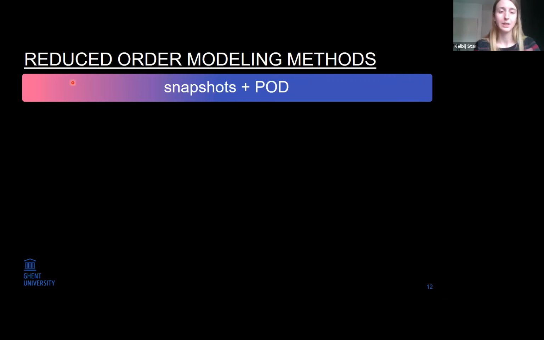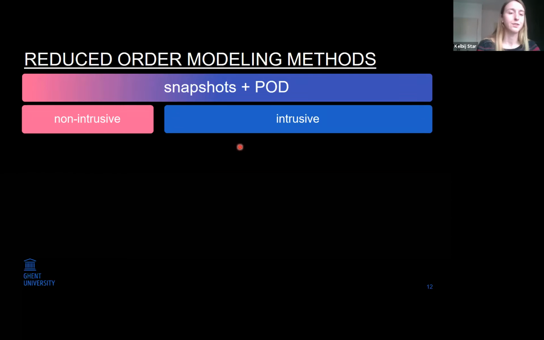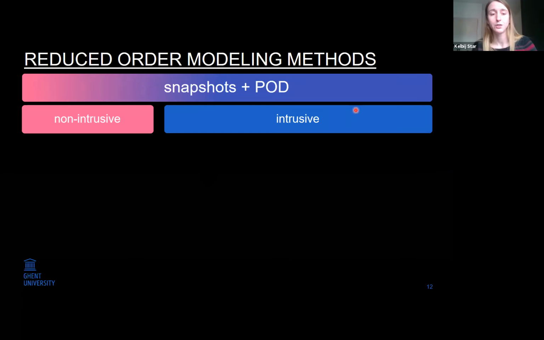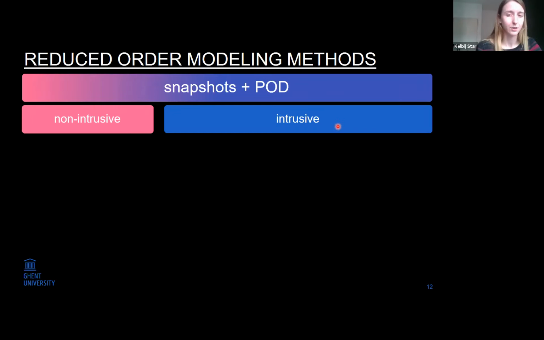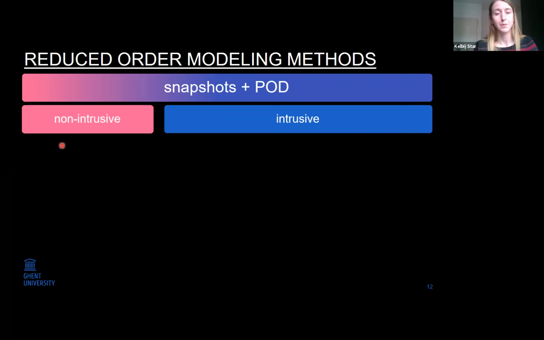All the reduced order modeling methods I will go through with you now are based on this snapshots plus POD approach. And I developed both non-intrusive and intrusive reduced order modeling methods. Intrusive means here that knowledge of the solver's discretization and solution algorithm is required to obtain the reduced order model, while the non-intrusive methods are basically black-box approaches.